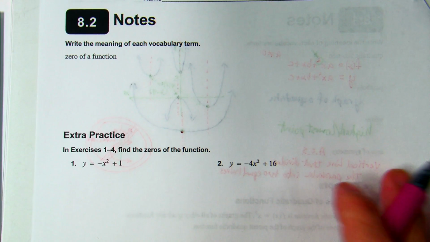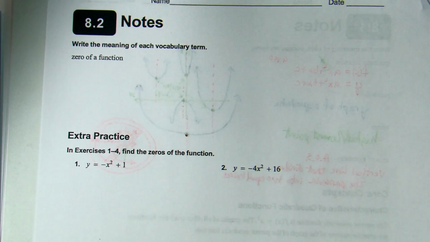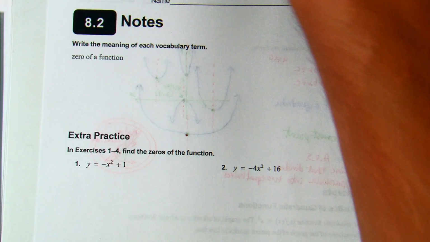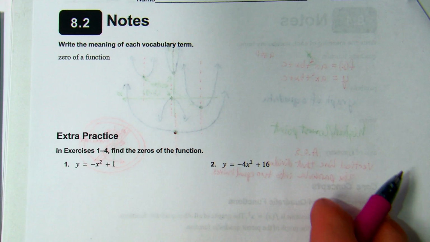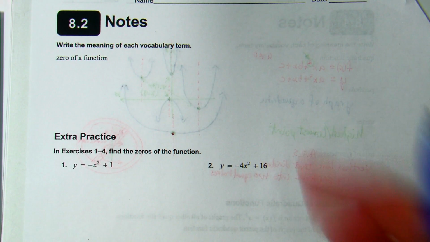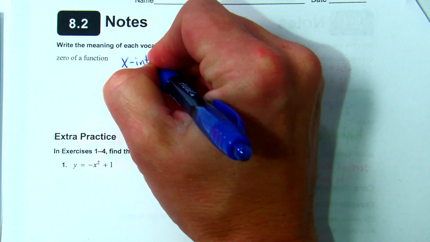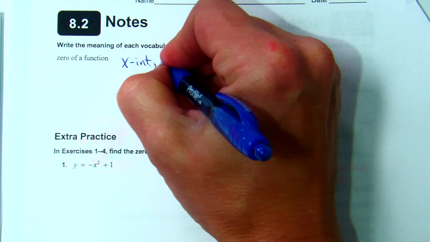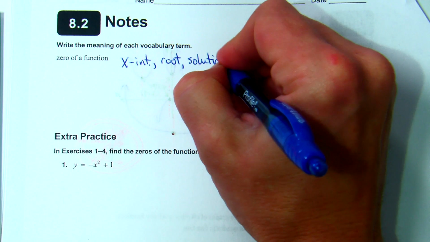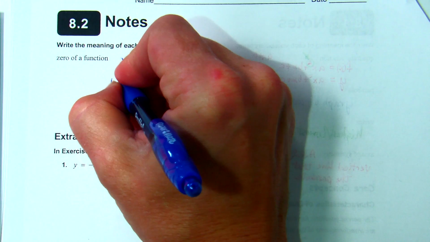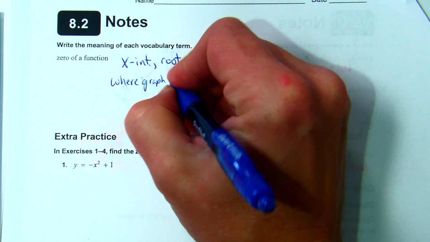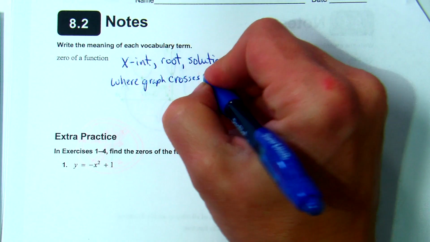We've talked about the zeros of the function in the past, so this should be a repeat of previous vocabulary terms. The zero of the function is going to be the same thing on quadratics as it is on our other polynomials that we've dealt with. The zero of the function is simply the x-intercept. You could call it the root. You could also say it's the solution. It's basically where the graph crosses the x-axis.